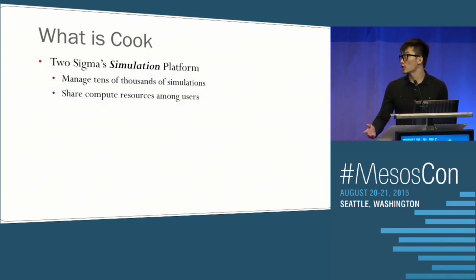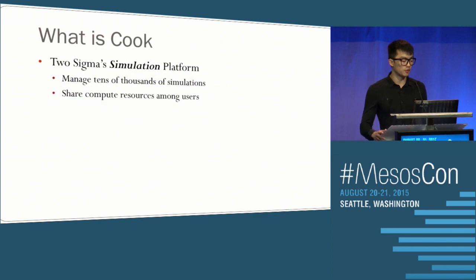So what is Cook? Cook is Two Sigma's simulation platform. At a very high level, Cook manages tens of thousands of simulations. And since Cook is a shared platform, it's also responsible for sharing computation resources among all users.